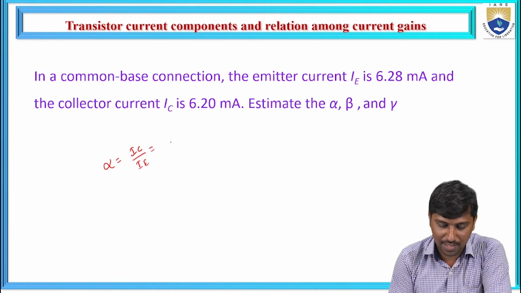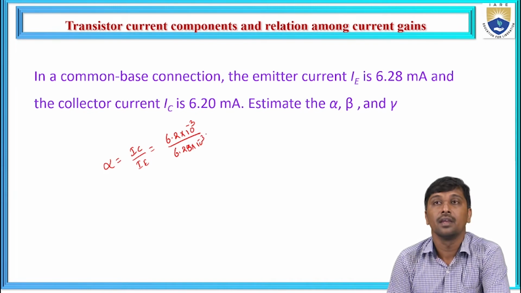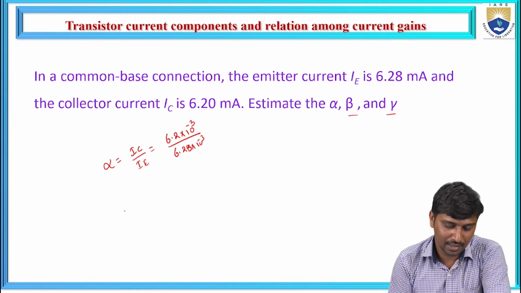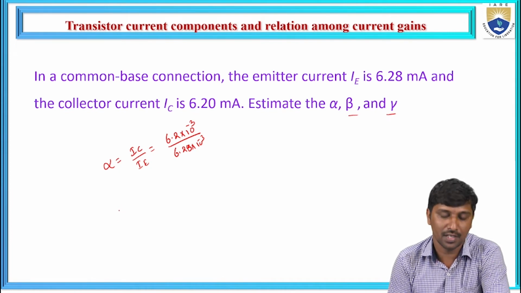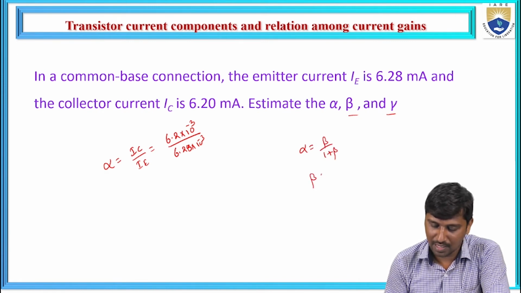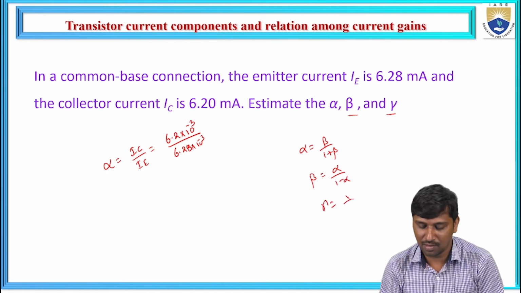So IC value they gave is 6.2 milliamperes, 6.2 into 10 to the power minus 3, by IE value, 6.28 into 10 to the power minus 3. Then we need to calculate beta and gamma. We just discussed the relations between alpha, beta and gamma. Alpha is equal to beta by 1 plus beta. If you want to calculate beta in terms of alpha, that is alpha by 1 minus alpha. If you want to calculate gamma in terms of alpha and beta, that is 1 by 1 minus alpha or 1 plus beta.